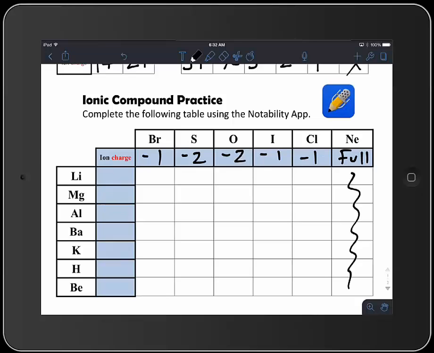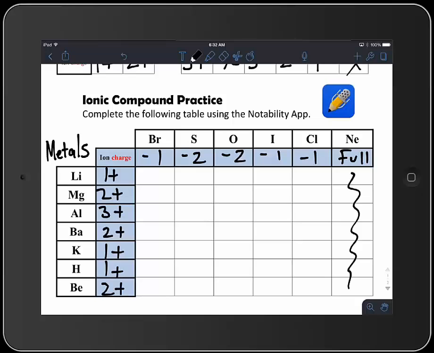Over here I have my metals, which means those are going to be the ones that react with the nonmetals. And so again, I put my ionic charge on here. It's going to be 1 plus. This one is going to be 2 plus. Then it's going to be 3 plus. Ba is going to be 2 plus. Then 1 plus. 1 plus, and the last one's going to be 2 plus.